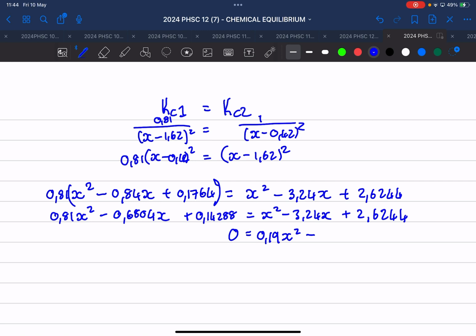It's obviously not for sure that you are going to get a problem like this, but you can expect a problem like this where they test your math skills.